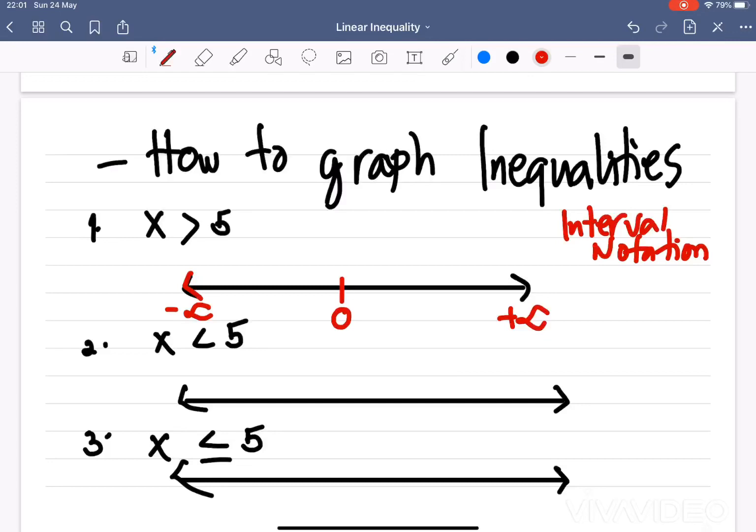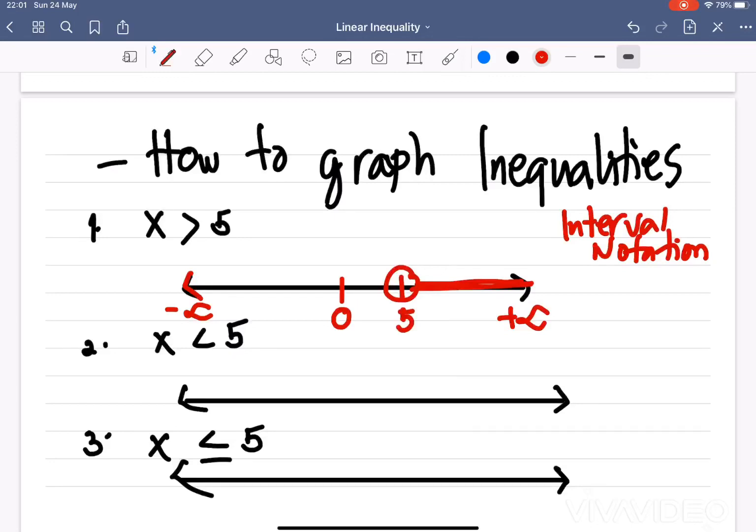So suppose our 5 is here, and we know that 5 is not included in the solution because it says that x should be greater than 5, so we are going to mark it with an open circle. This open circle tells us that 5 is not included, and we will shade going to the right because going to the right of 5 is greater than 5, but going to the left of 5 is less than 5.